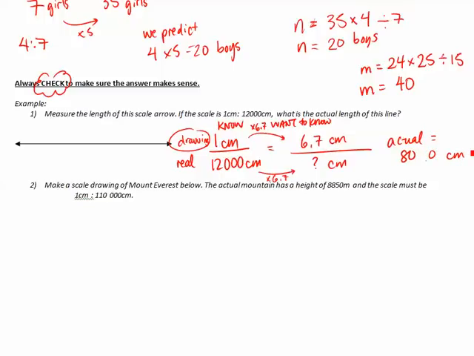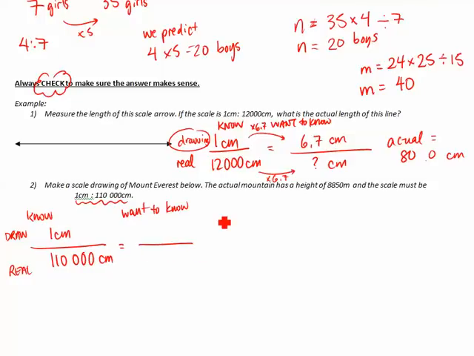So let's take a look at the second example. Press pause. See if you're able to set up the proportion first for it, and then once you're able to set up the proportion, see if you can draw it out. So here's how to solve it. Make a scale drawing of Mount Everest below. The actual mountain has a height of 8,850 meters, and the scale must be 1 centimeter to 110,000 centimeters. Again, what we know and what we want to know, and we'll put the drawing version on top, and the real version on the bottom. That means for 1 centimeter in the drawing, that's going to be 110,000 centimeters in real life.